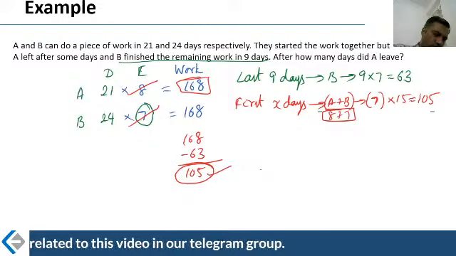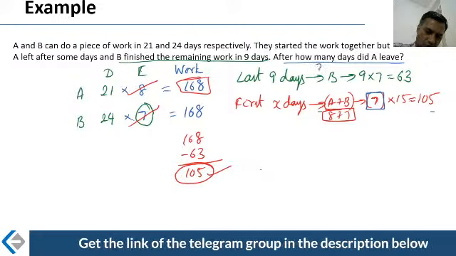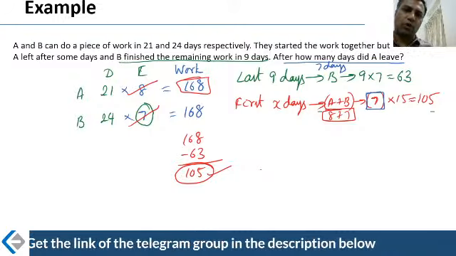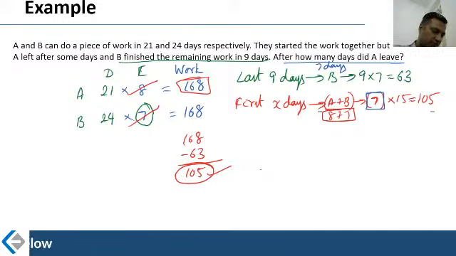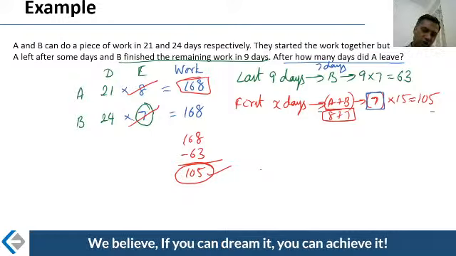Now the question is, after how many days did A leave? Your answer is after 7 days. A left this particular job after 7 days, and then B completed it in the remaining 9 days. Therefore, the project duration was entirely 16 days. Good. I guess all of you are getting the orientation to this. By now it should be very firm in your mind how to use this efficiency method.